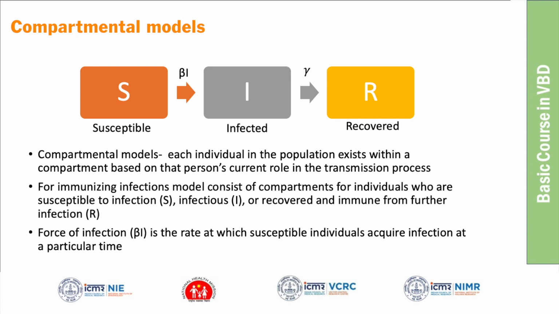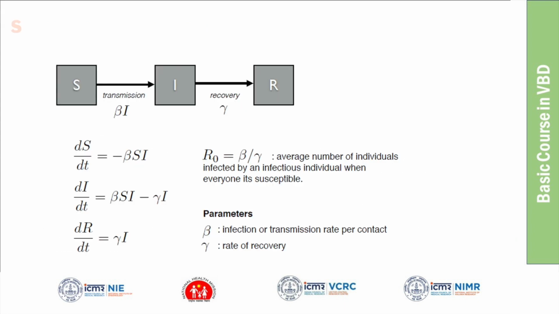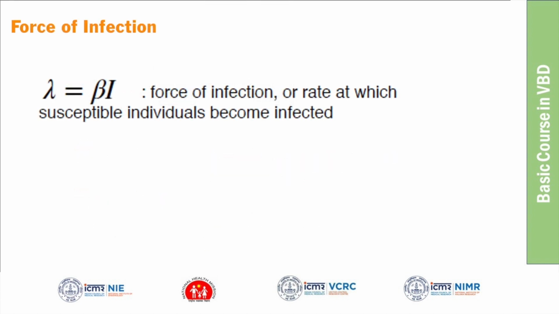So in this SIR model, we can calculate what we call the force of infection. The force of infection is nothing but the rate at which susceptible individuals become infected. I think it's a very complicated formula, so better I skip this. We have susceptible and the next box is infected. The rate at which the susceptible become infected is called the force of infection. It is the annual risk of a susceptible individual becoming infected. That is called force of infection, or lambda.